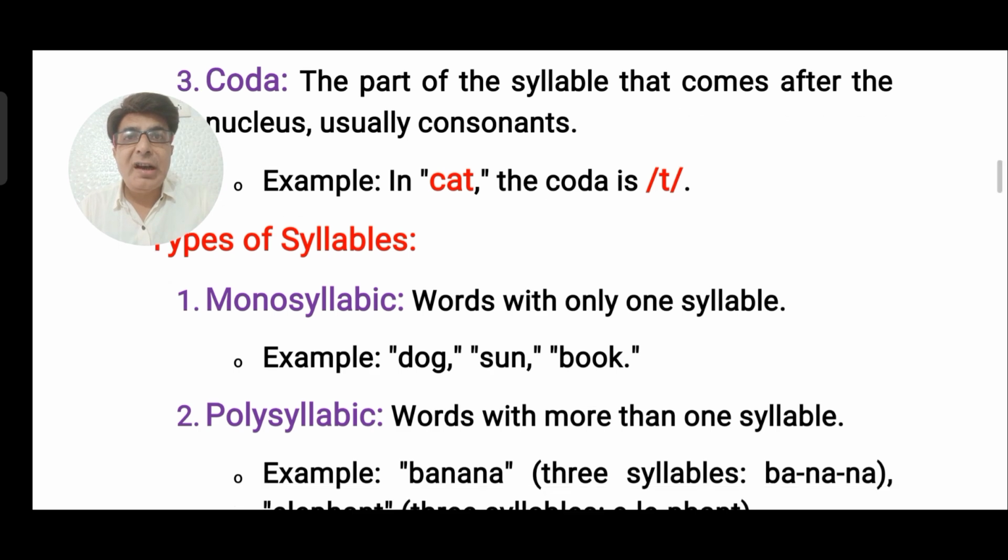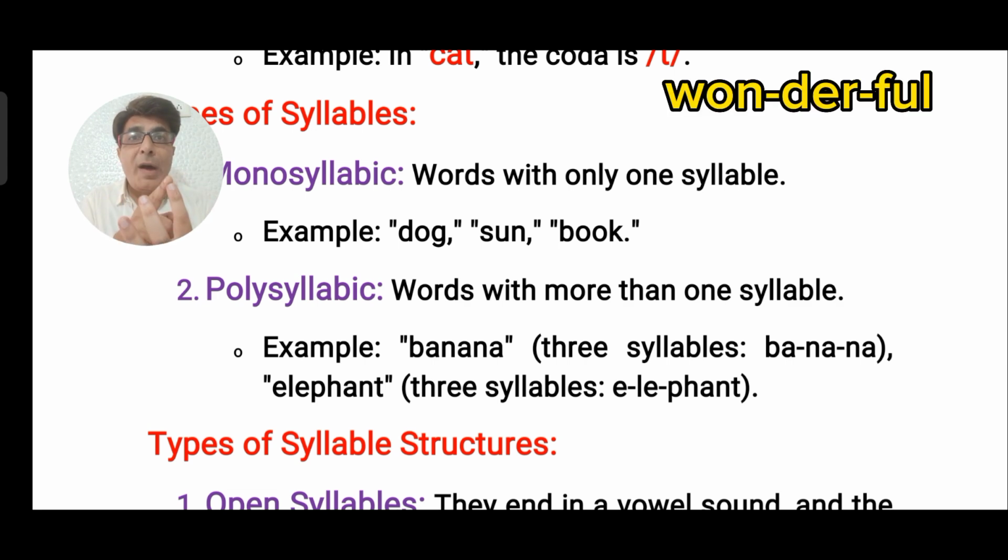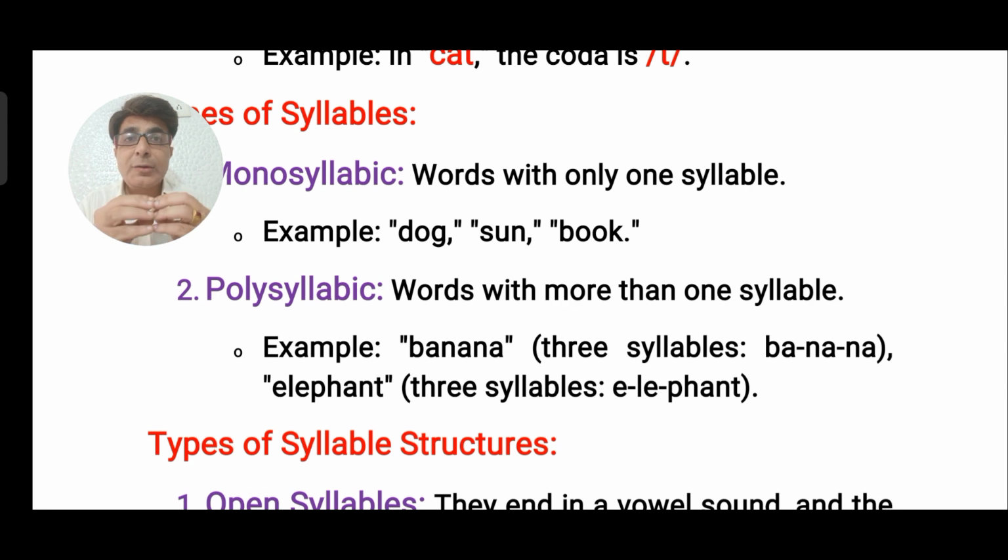But when you read a word and there are more than one parts in the word, these words are known as polysyllabic words. For example, banana. Now banana has three syllables: ba-na-na. Elephant has three syllables: el-e-phant. Wonderful. So the words which have more than one syllable are known as polysyllabic words.